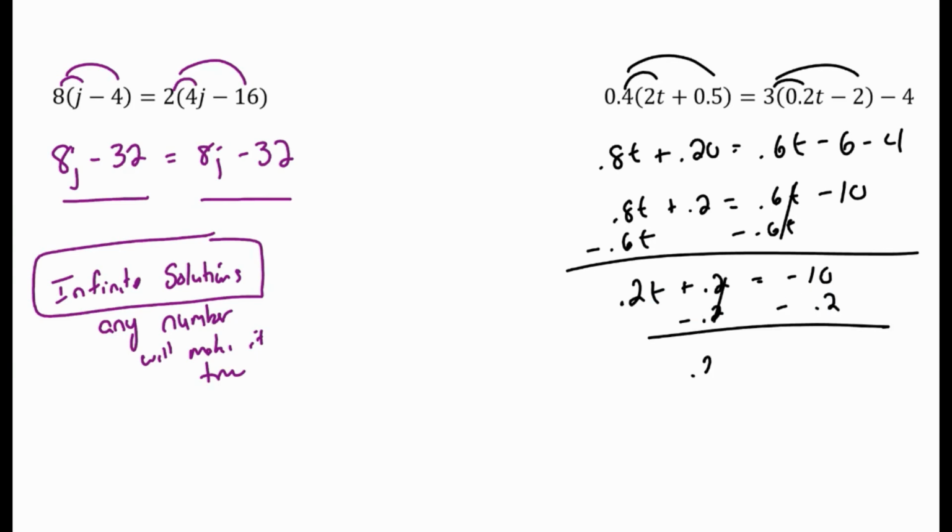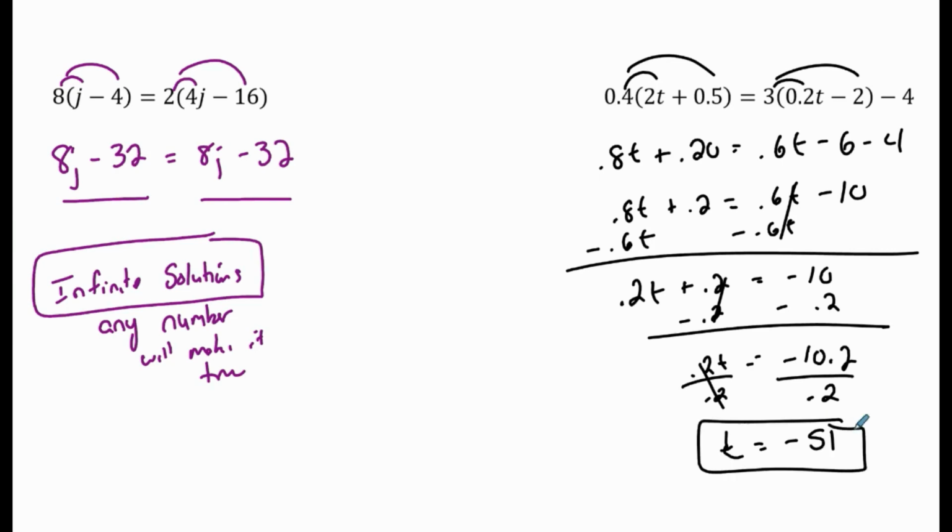I'm going to subtract 0.6t from both sides, which leaves me with 2/10 t plus 2/10 equals negative 10. Well, I need to isolate t, so how do I get t by itself? I'm going to subtract 2/10 from both sides. So 2/10 t equals negative 10.2. When I divide by 2/10, how many groups of 2/10 can I make from that? I can make negative 51. So I end up with t equals negative 51.